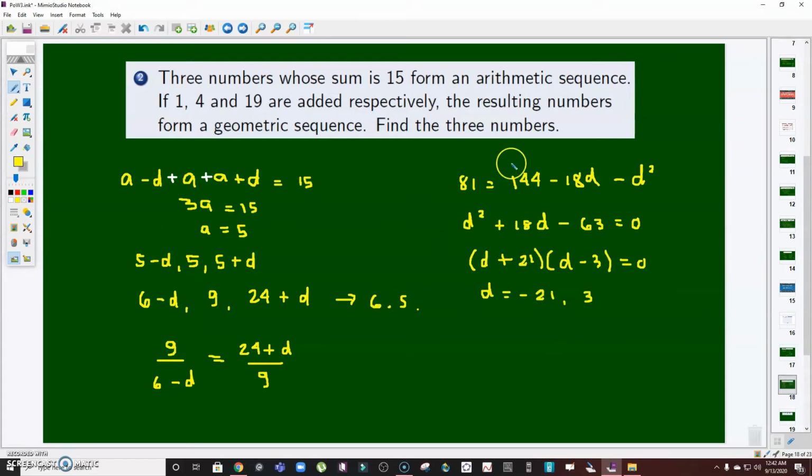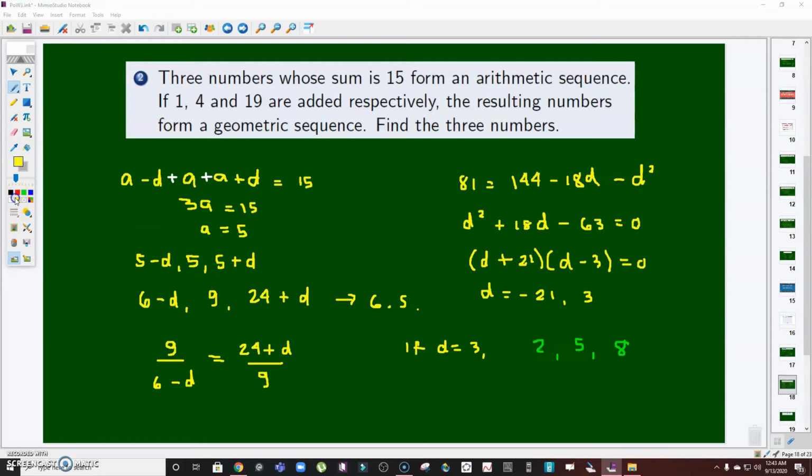See that? So, as for the question, find the three numbers, there are two sets of numbers. Okay, two sets of numbers. So the first one, if d equals 3, so the numbers are, if d is 3, I'm substituting it here: 2, 5, and then 5 plus 3, so that will be 8.